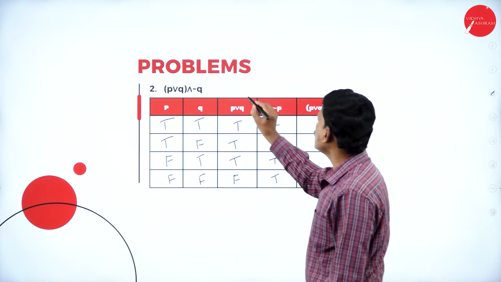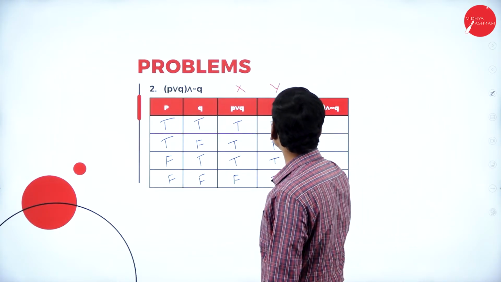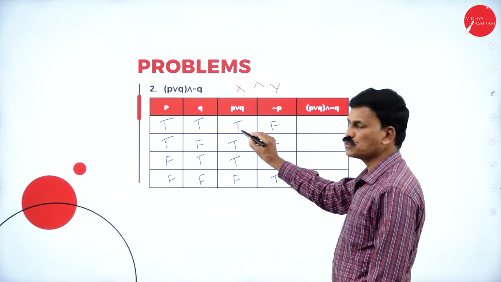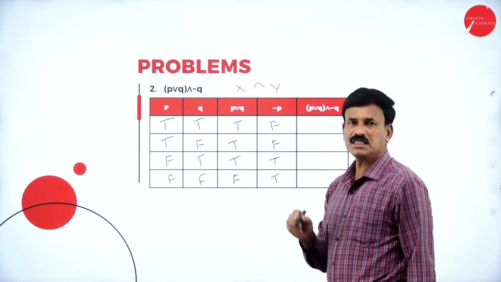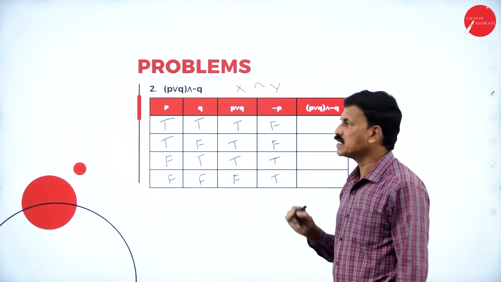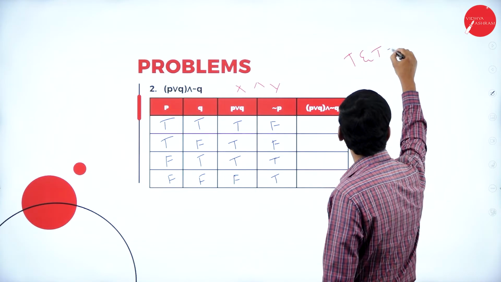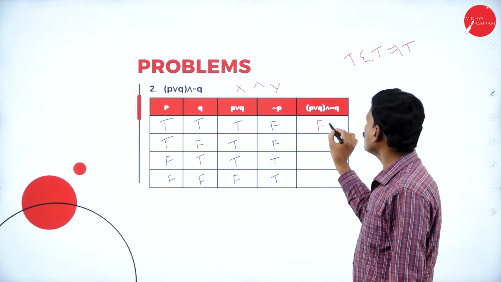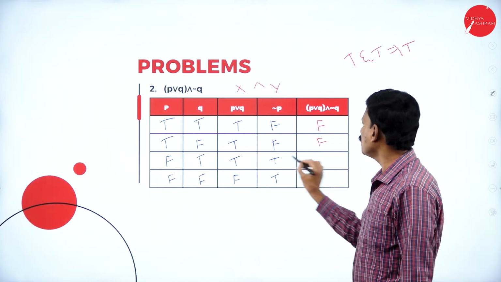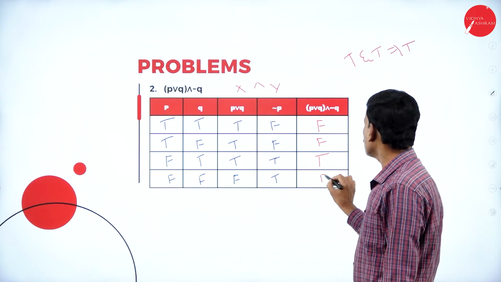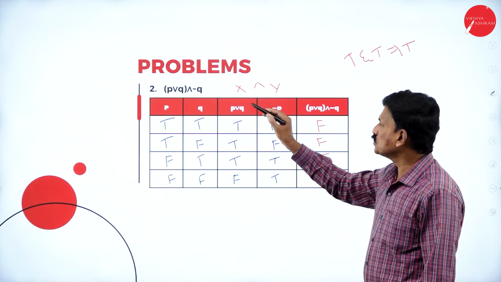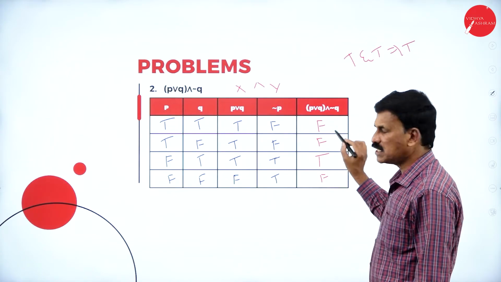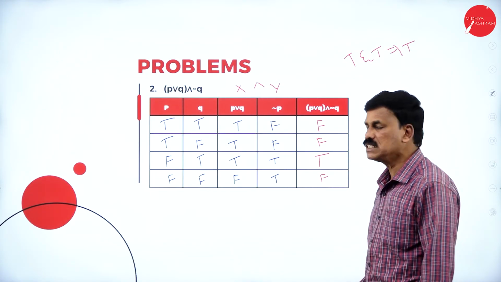Now, let me explain. Consider this as X and this as Y. Then, the conjunction for these two. Conjunction means true and true is true. In other cases, it is false. True and true is true. True and false is false. True and false is also false. True and true is true. False and true is false. So, therefore, the truth table for P disjunction Q conjunction negation Q is F, F, T, T. F, F, T, F. That's it.